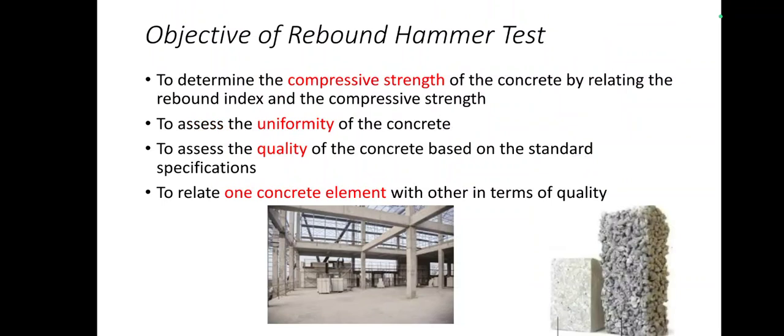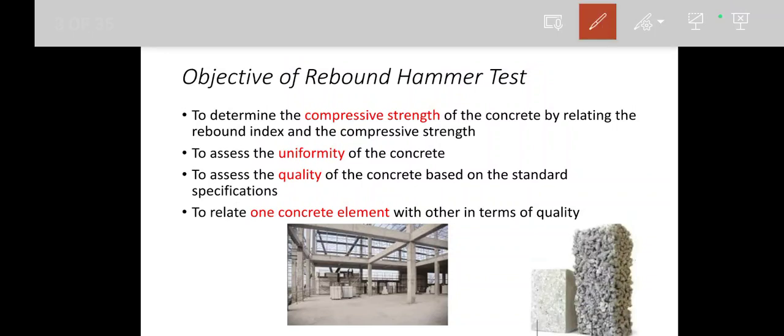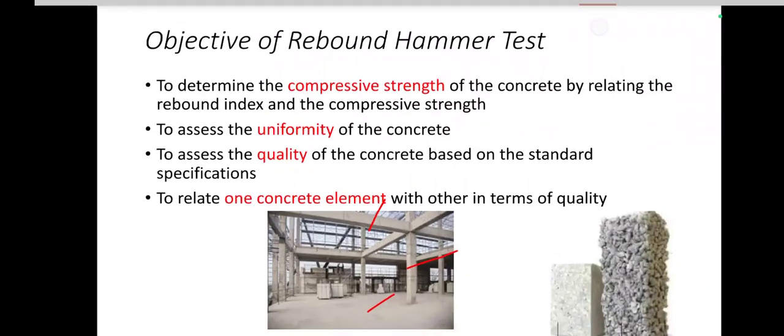Also we can find whether the concrete is uniform or not, the quality of the concrete is assessed, and we can compare one concrete strength to another. For example, we can compare the strength of this column with this slab and with the beam, and see what strength each has achieved. So indirectly we can find this out.